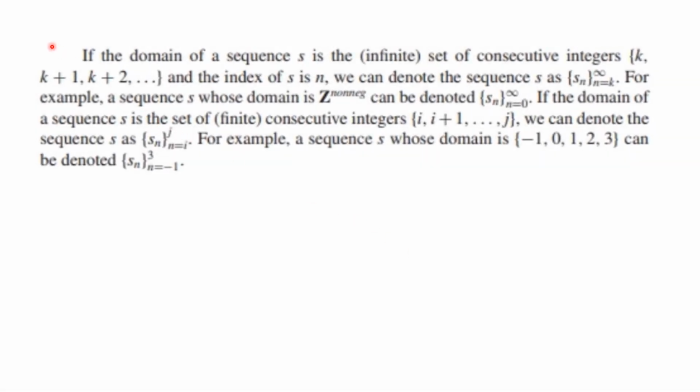If the domain of a sequence is the infinite set of consecutive integers k, k plus 1, k plus 2, and so on, and the index of S is n, we denote this as follows, and you see that we're starting at n equals k and going up to infinity.